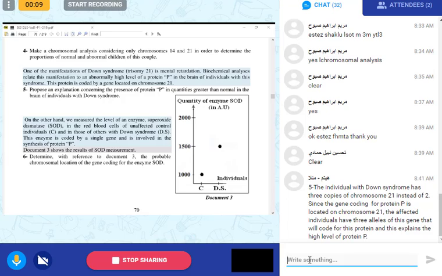The individual with Down syndrome has 3 copies of chromosome 21 instead of 2. And since the gene coding for protein P is located on chromosome 21, the affected individual has 3 alleles of this gene that will code for this protein, and this explains the high level of protein P. Because he has 3 copies of this gene, that's why he produces more protein. That's what caused protein P to be high in his brain.